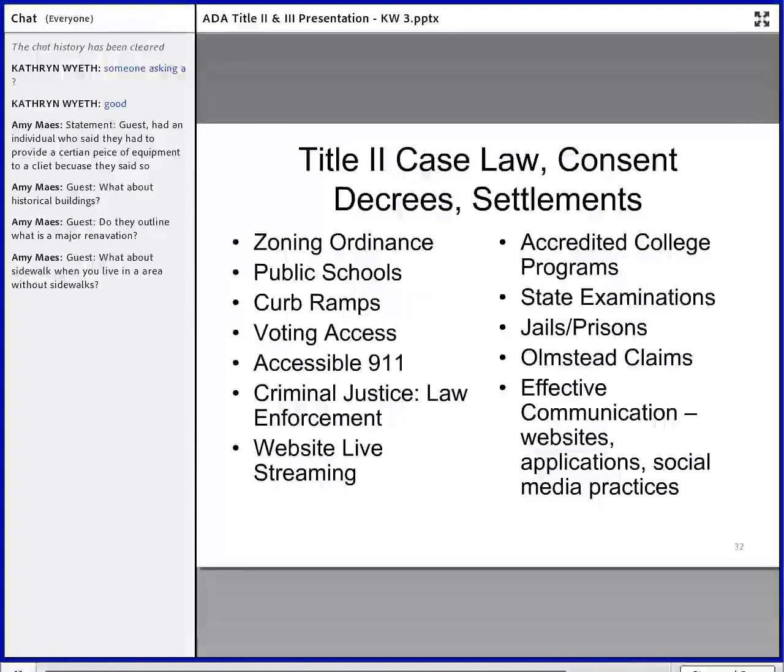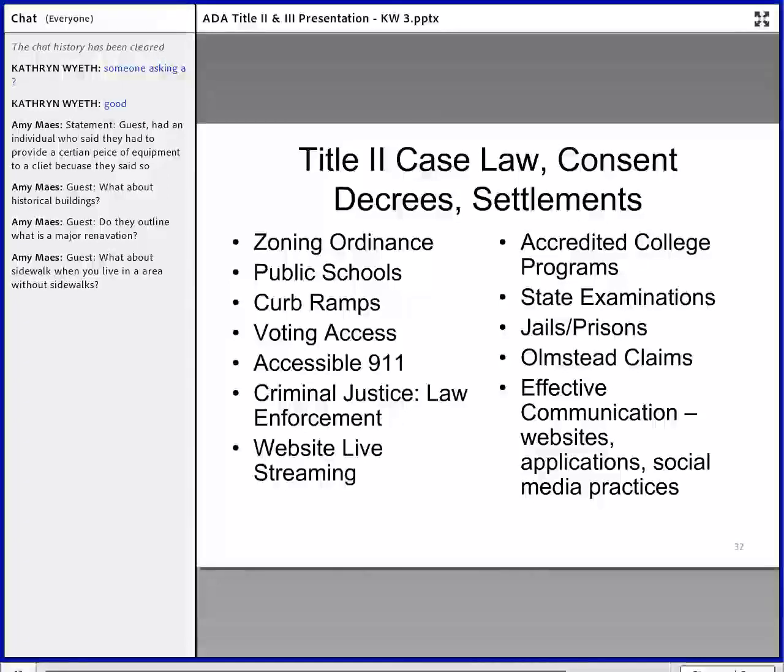Voting access, there have been cases that talk about public entities putting screening processes on whether you can get an absentee ballot and how much information you disclose about your disability or mental health condition. Those have been challenged and found to be wrong and needed to be eliminated.